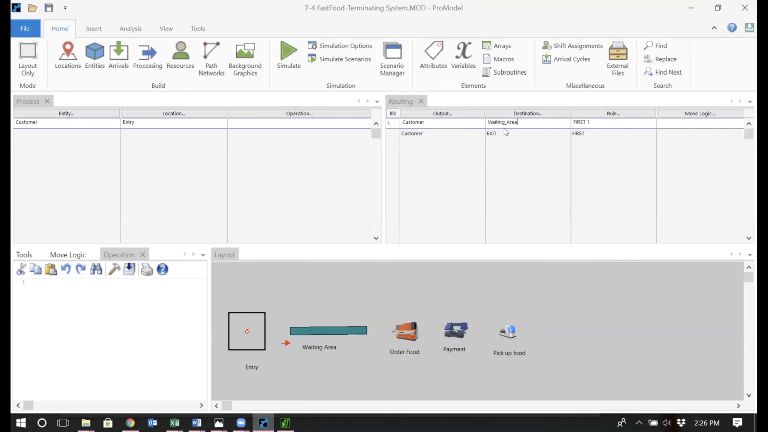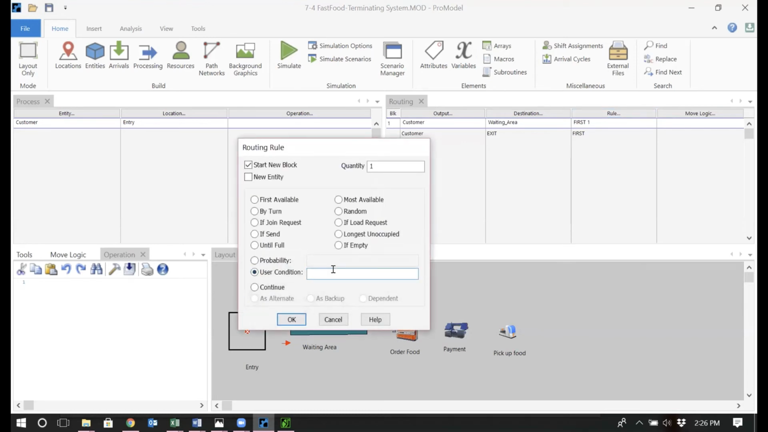However, how should I tell the simulation which of these destinations the entity has to go to? Should you go to the waiting area or should you go to the exit? We can specify that condition in the rule. If I click on the first line and then the rule, here you see condition. I can tell the simulation that when an entity gets to the entry, look at simulation time. If simulation time is less than or equal to 8, which means I'm in the 8 hours of working of the day, then let the customer go to the line and then order the food and so forth.